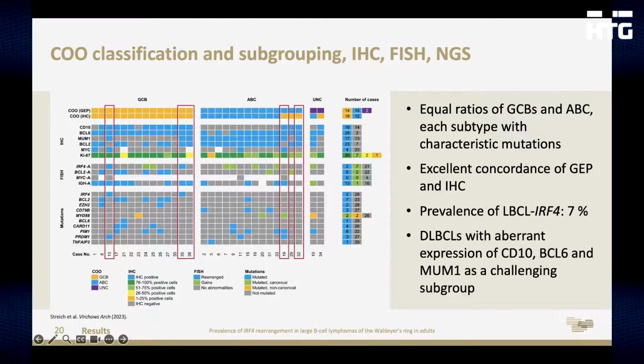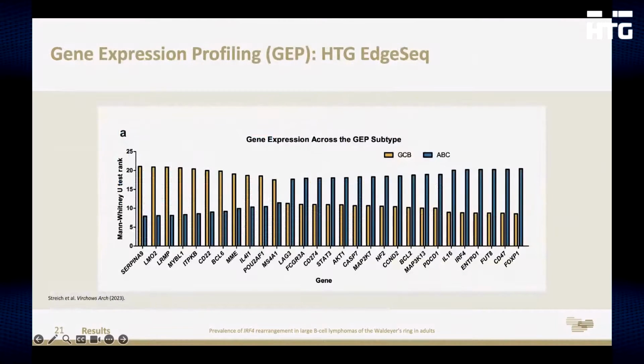After showing you the highlights of all methods, I'm going to share some of the specific results of the gene expression profiling using the HTG EdgeSeq platform. First of all, this graph shows all transcripts with significant differences in the gene expression levels between the GCB and the ABC subtype. On the left-hand side are the genes with a high expression level in GCB type lymphomas, and on the right-hand side are the genes with a high expression level in the ABC type lymphomas.